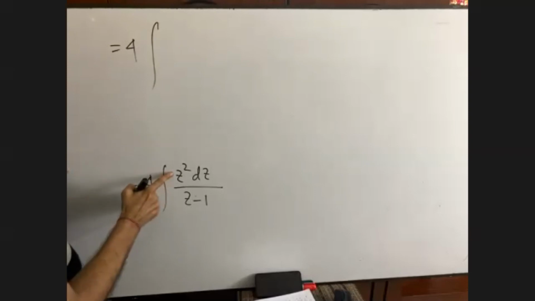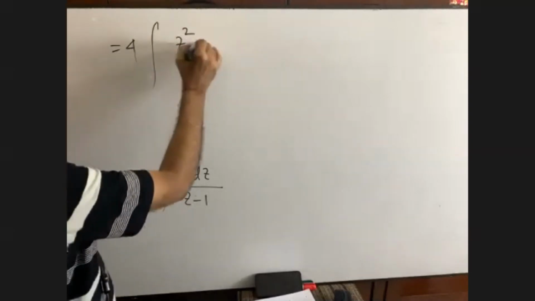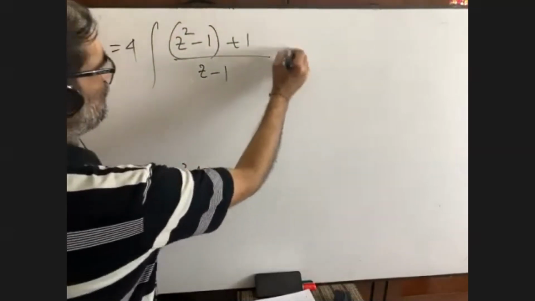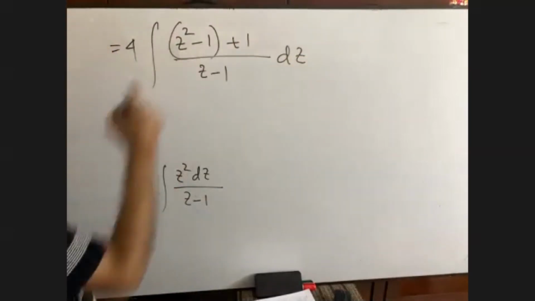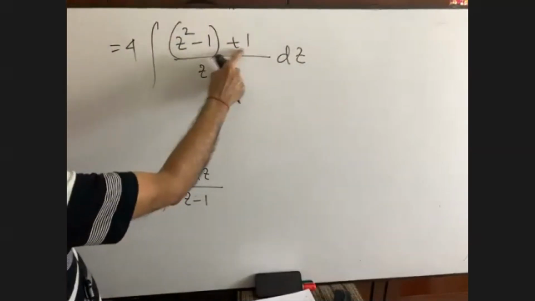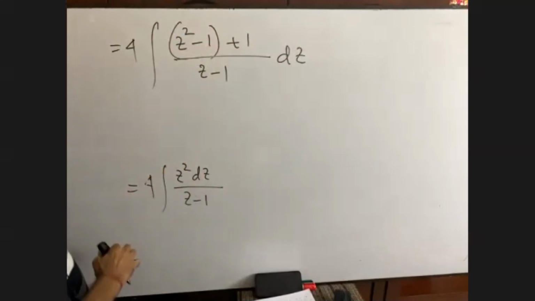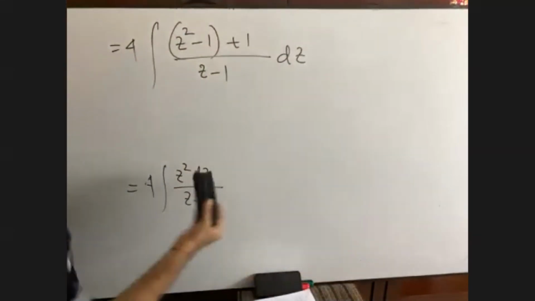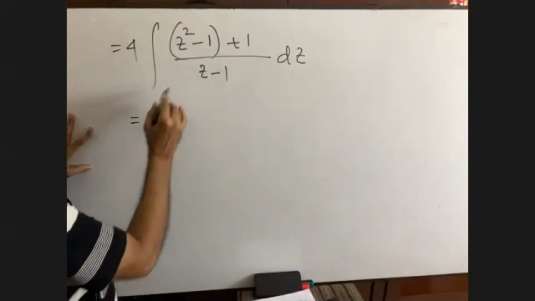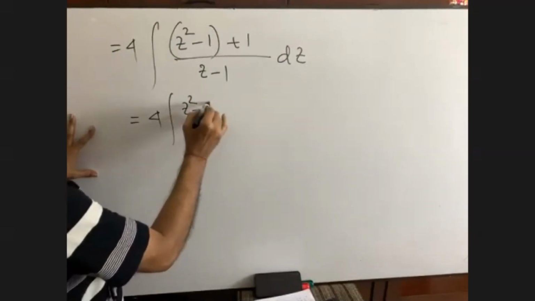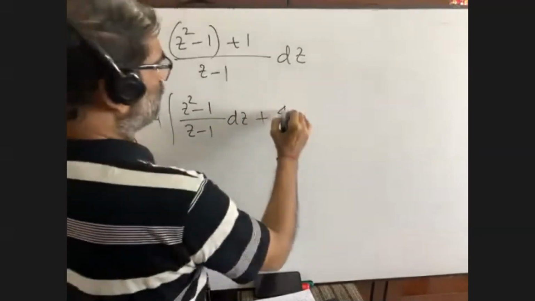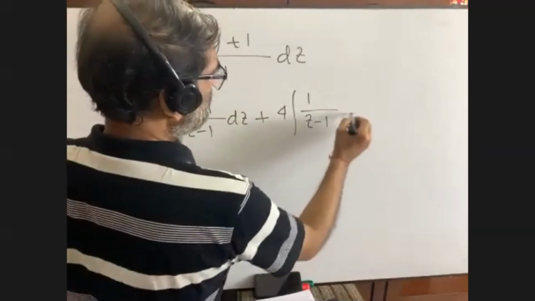Okay, you see, this is z square, it is z minus 1. Very good. We can write down z square minus 1 plus 1 by z minus 1 dz. Minus 1 plus 1 will be omitted, so we get the previous one. Okay. Now you see again, this is 4. So we are getting here z square minus 1 by z minus 1 dz plus 4 times 1 by z minus 1 dz.